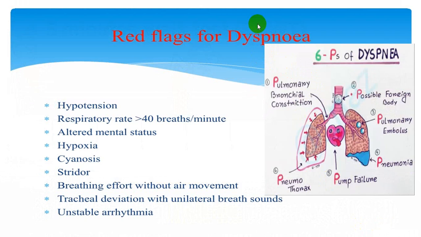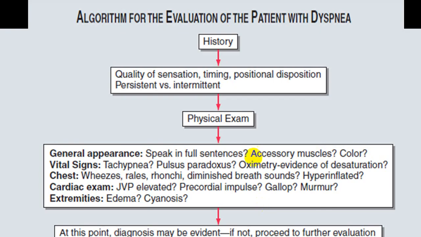There are some red flag signs if dyspnea is associated with hypotension. If there is extreme tachypnea, like a respiratory rate of more than 40 per minute, or an altered mental status, which is very frequently because of hypercarbia, the person is heading towards respiratory failure. If there is severe hypoxia, severe cyanosis, the person is having stridor, and is making a breathing effort without any improvement in oxygen concentration. There is marked tracheal deviation with unilateral breath sounds, which is characteristic in case of a massive collapse, maybe because of a foreign body or maybe because of massive tension pneumothorax. Or there are cardiac arrhythmias associated with dyspnea. Do keep it in mind.